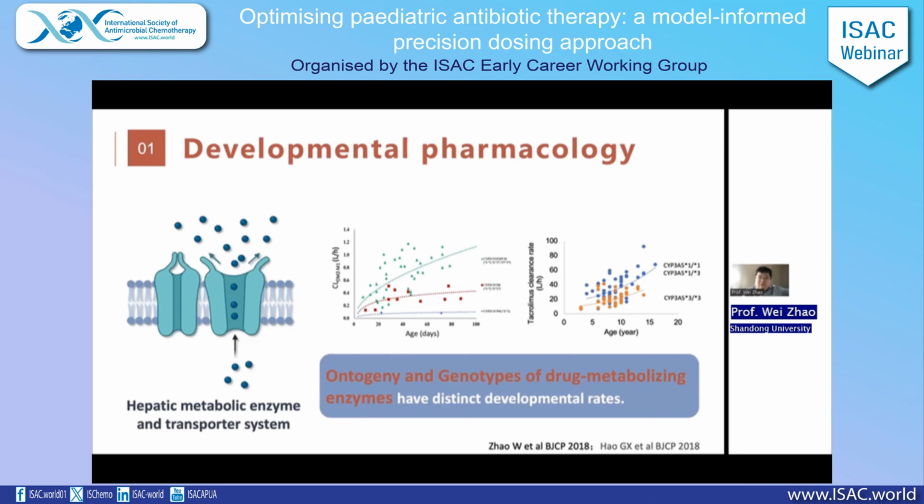So in this case we show how age can impact pharmacogenetic maturation. And in the right part, you can see the example for tacrolimus and age. In the CYP3A5 groups, the maturation is also different between the two groups.